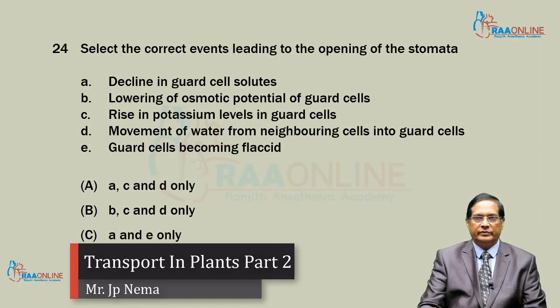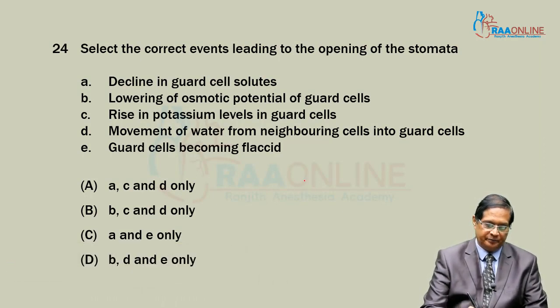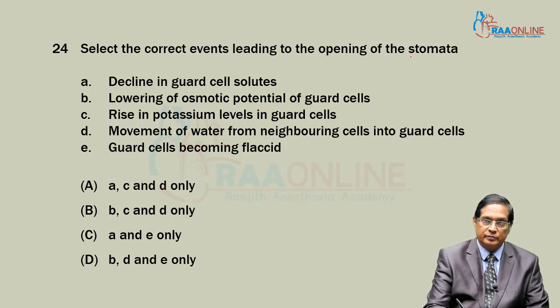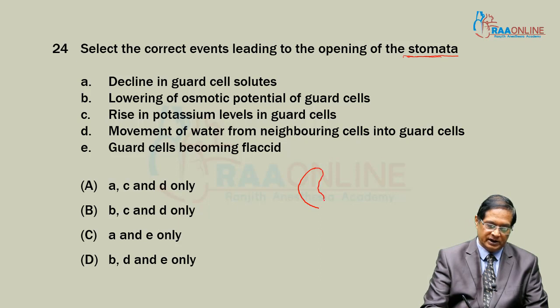The question number 24 is concerned with the opening of a stomata. First of all, stomata are minute pores or apertures over the epidermis of a leaf. These stomata are formed by two specialized cells known as guard cells.